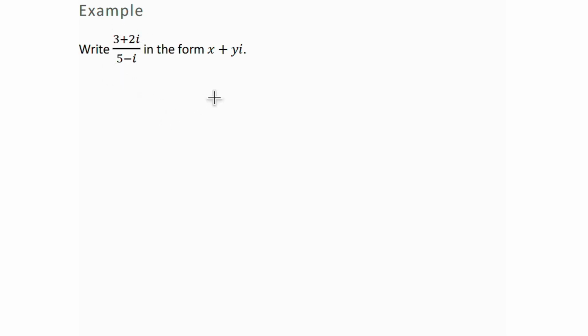Write this fraction in the form x plus yi. That is, show that this is a complex number. Write this as a complex number. Now the way we do this is much the same way as we deal with surds.